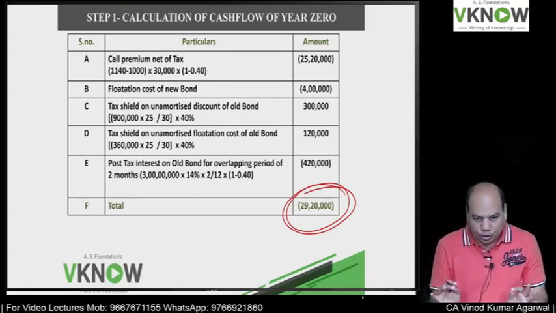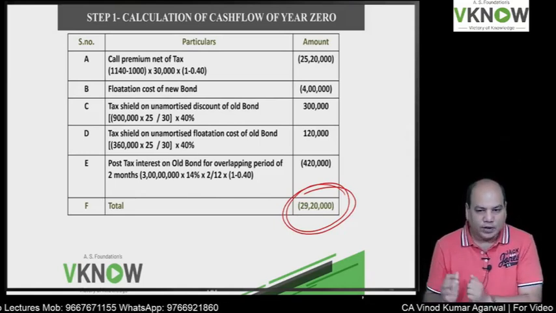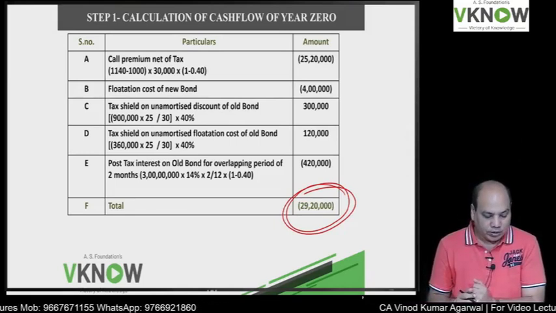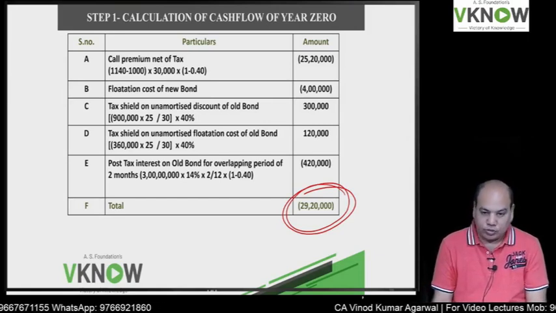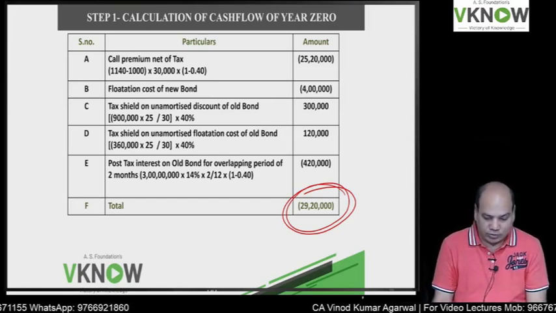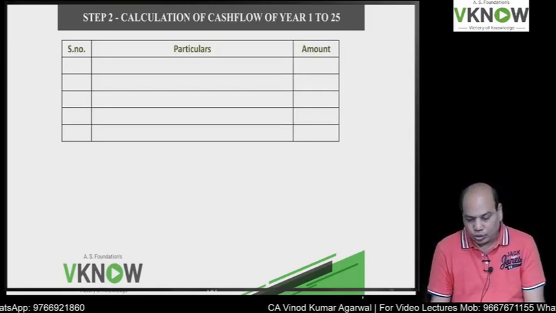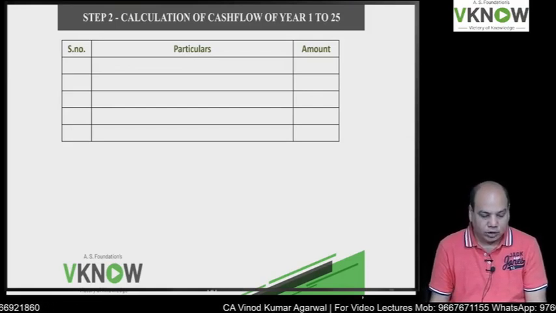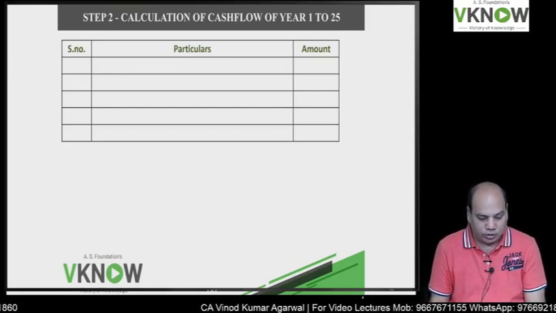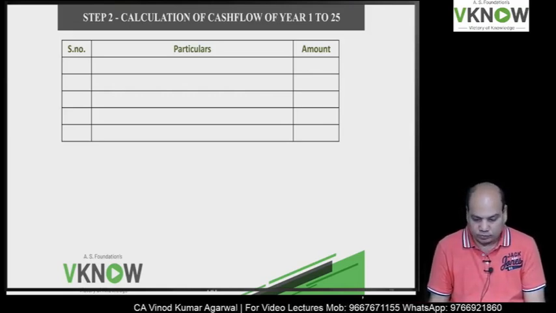Now we are going to compute the cash flow of next 25 years. Okay. And then convert that into present value. So are you ready? Write down step number 2, calculation of cash flow of year 1 to 25.